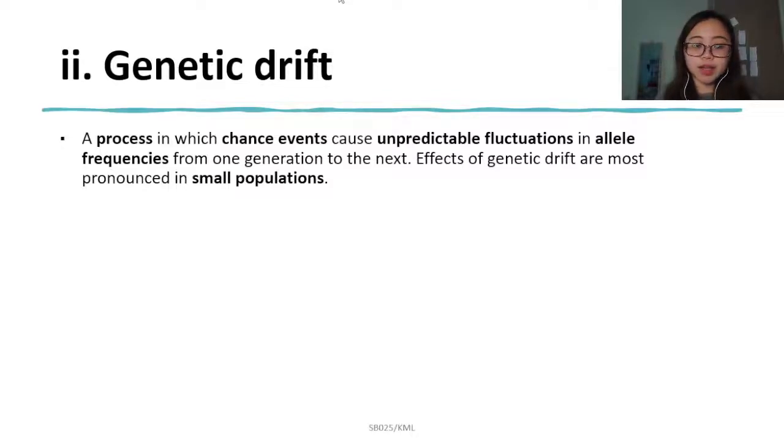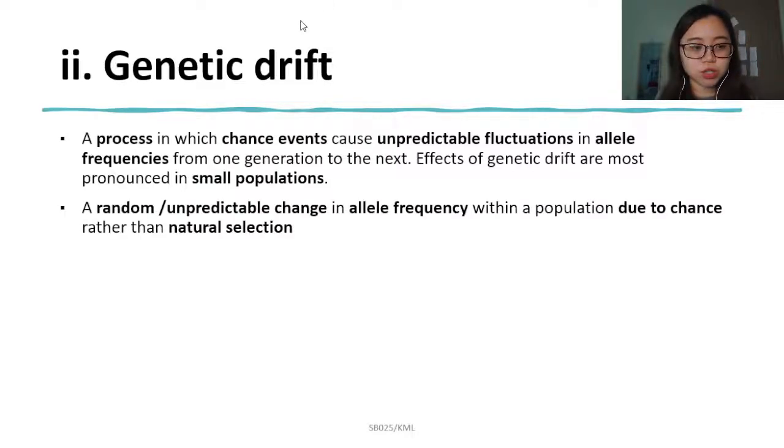So these are random events, okay? Bila-bila masa boleh berlaku. Dan dia akan menyebabkan fluctuation in allele frequency. If you remember allele frequency, the P and the Q from the Hardy-Weinberg equation, yeah? So it's going to cause those numbers to go up and down and up and down. And this is going to have a bigger effect in smaller populations. A random or unpredictable change in allele frequency within a population due to chance rather than natural selection.